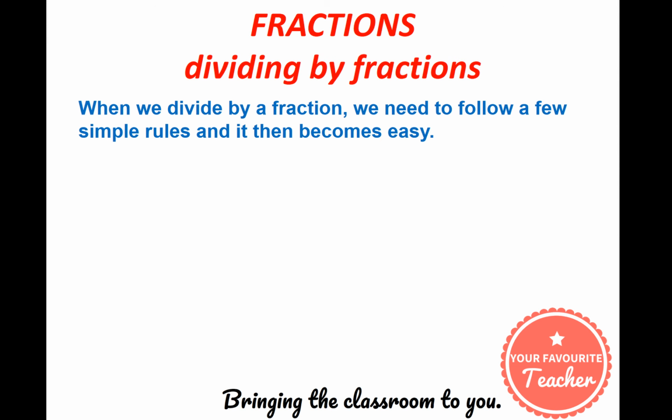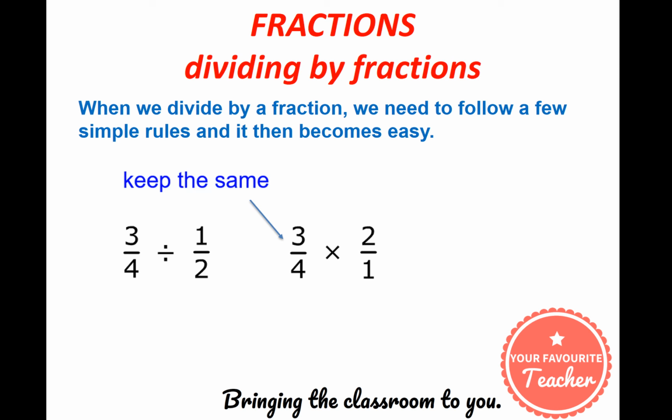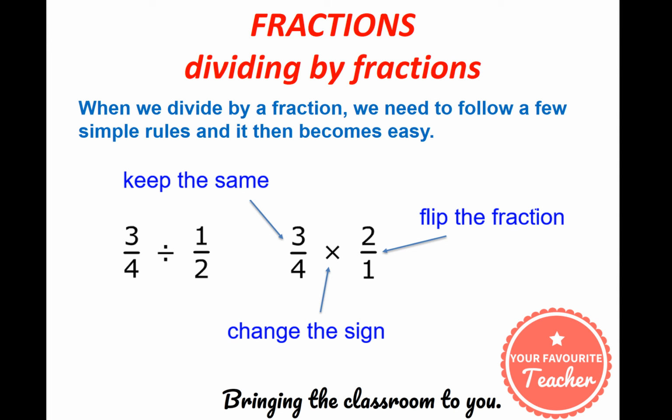Let's take a look at an example. So suppose we have 3/4 divided by a half. That becomes, if we use our rules, 3/4 times 2/1. Because if we look at what the rules are, the first thing is keep the number on the left the same, change the sign, flip the fraction, and then multiply those two fractions like normal.